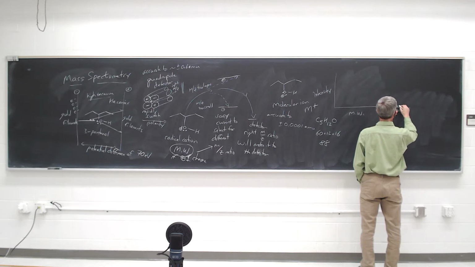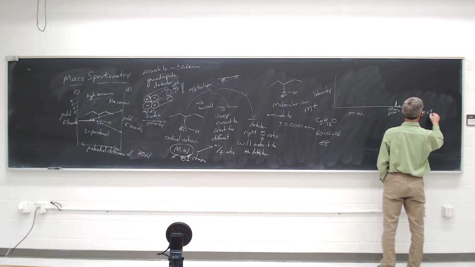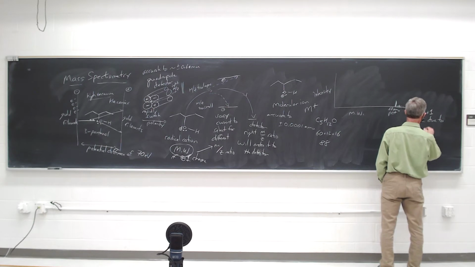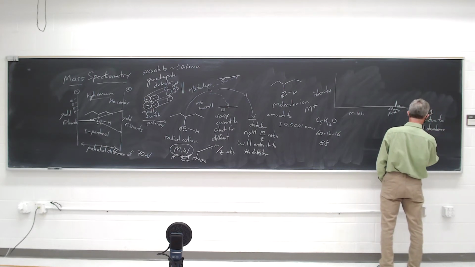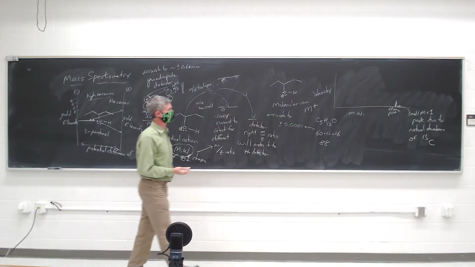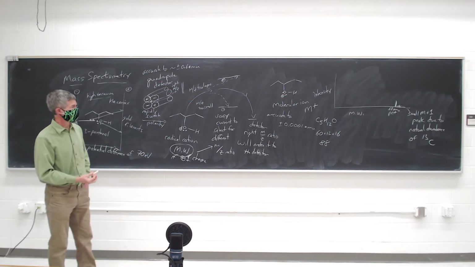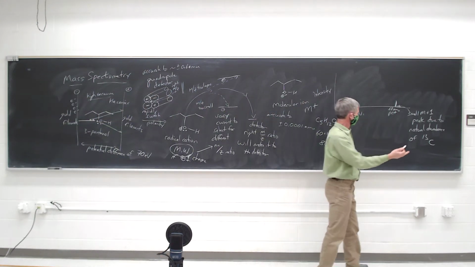We'll probably also see a small M plus 1 peak, due to the natural abundance of the heavy isotope of carbon-13 that has that extra neutron, 7 neutrons instead of 6. The M plus 1 peak will get bigger the more carbons there are.